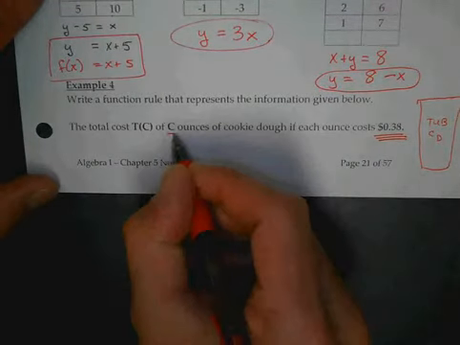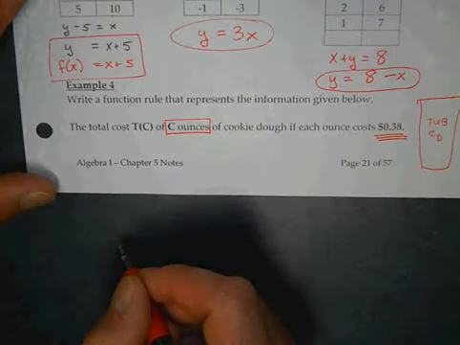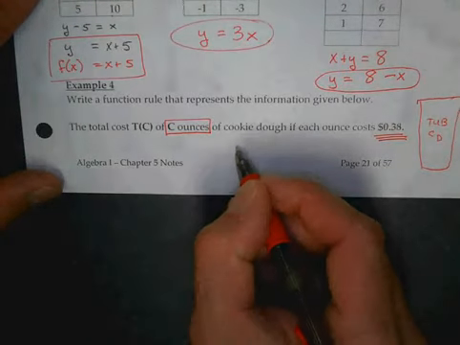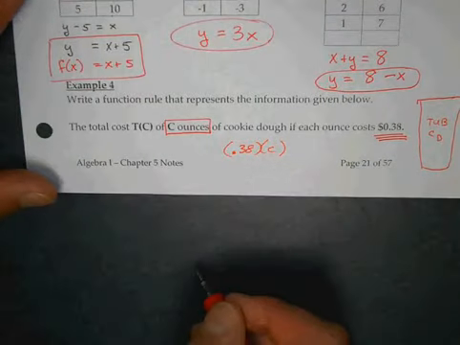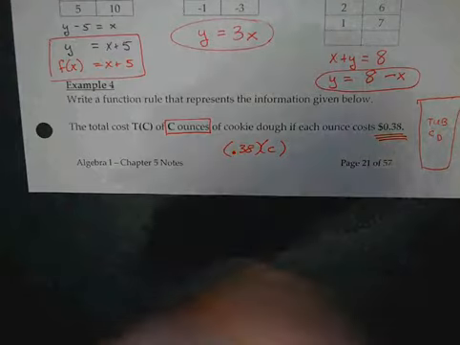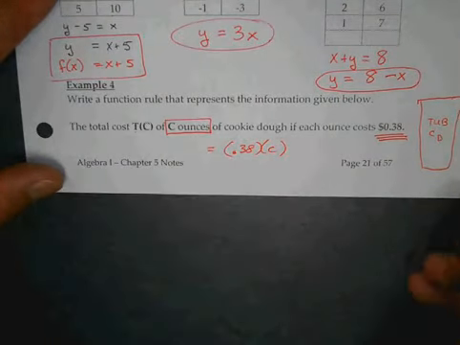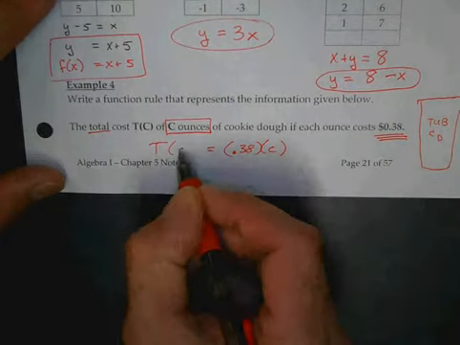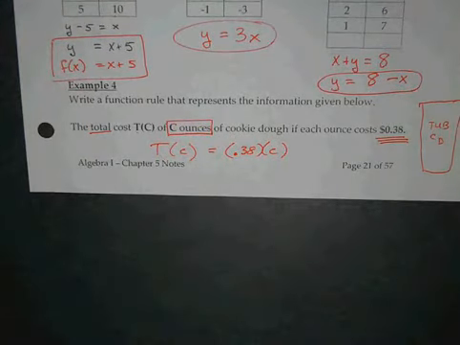Now, C represents the amount. So if I want to find how much it's going to cost, I'm going to say 38 cents times C. That's my function. Now, what does that equal? What do you think this T of C stands for? What do you think the T stands for? The total. So the total, in terms of C, is 38 cents times C. So that would be said T of C.